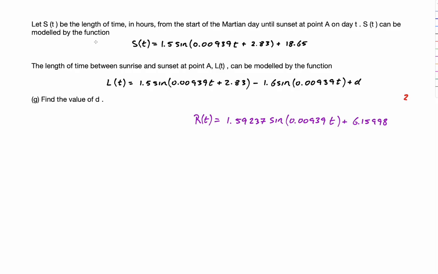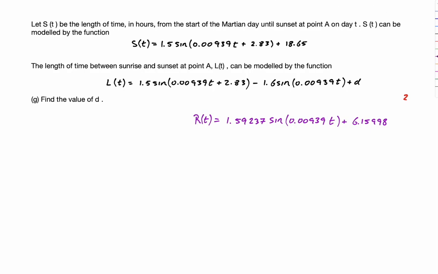Now we have S of t. Let S of t be the length of time in hours from the start of the Martian day until sunset at point A on day t. S of t can be modeled by this function. The length of time between sunrise and sunset at point A, L of t, can be modeled by this function. Find the value of d.